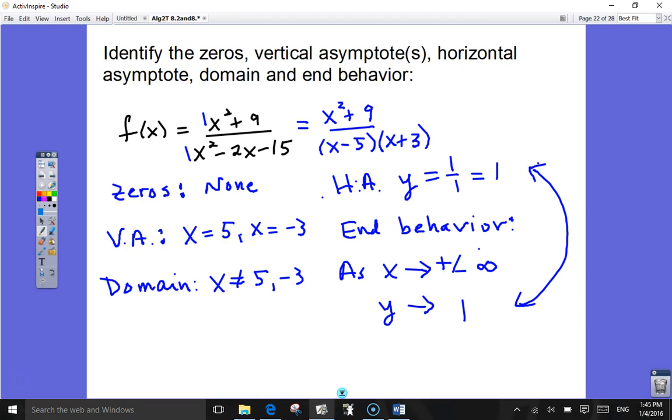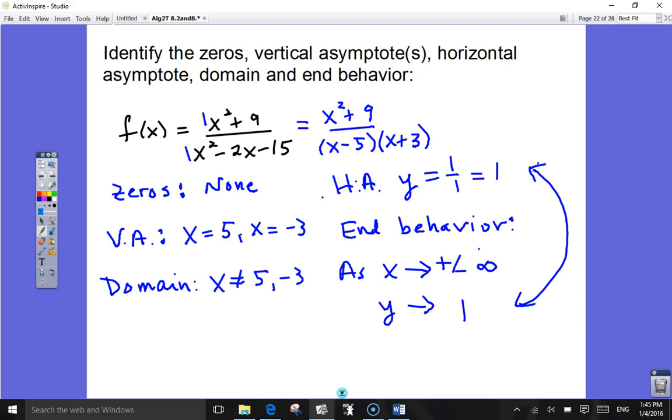There are none, right? You have to recognize that when it's x squared plus a number, like in the denominator of the last one, that's never going to equal 0, because x squared is always positive and the 9 is positive, so there's no way for that to equal 0. So the zeros were none. The vertical asymptotes were x equals the zeros of the denominator, x equals 5 and x equals -3, which makes the domain x does not equal 5, x does not equal -3, right?